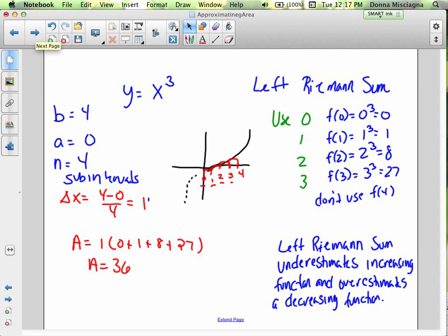Those coming in got to see a really, really easy one on the left Riemann sum. Did I put that one in the notes or no? Yes, I did. Why is it called the left one? Because you're using the left endpoints.